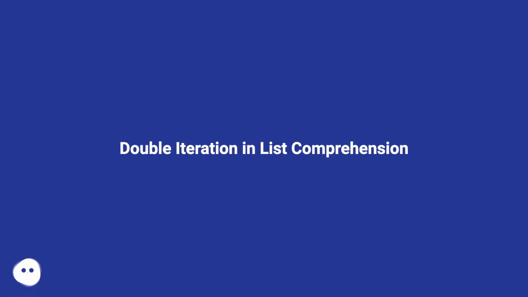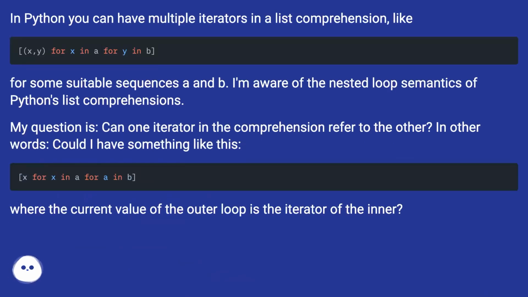Double iteration in list comprehension. In Python, you can have multiple iterators in a list comprehension, like for some suitable sequences A and B. I'm aware of the nested loop semantics of Python's list comprehensions. My question is, can one iterator in the comprehension refer to the other?